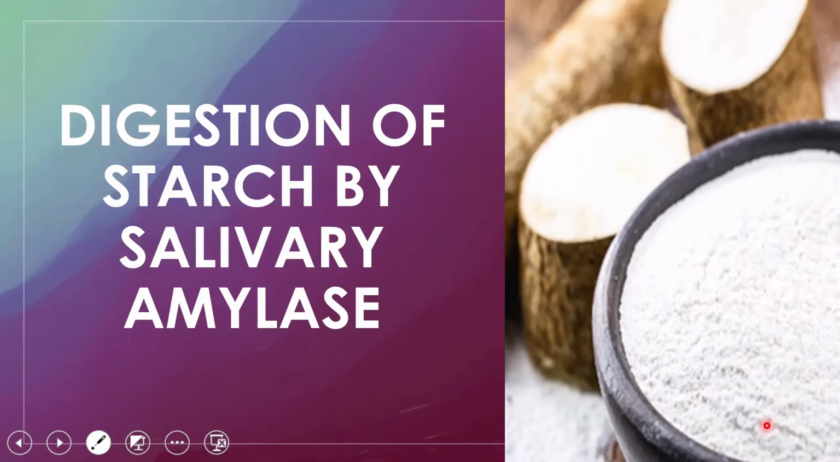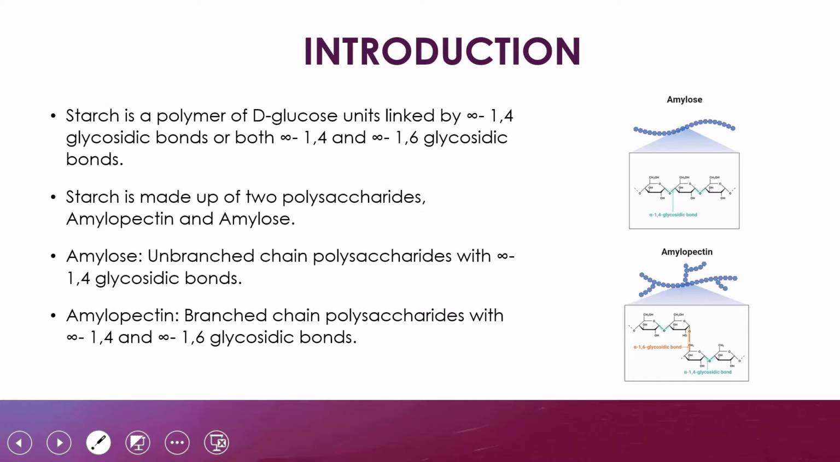Today, we are going to look at the digestion of starch by salivary amylase. So, we will first of all start by looking at what starch is. Starch is just a polymer of D-glucose units linked by alpha-1,4 glycosidic bonds, or both alpha-1,4 and alpha-1,6 glycosidic bonds. And starch is made up of two polysaccharides, and these are the amylopectin and the amylose.